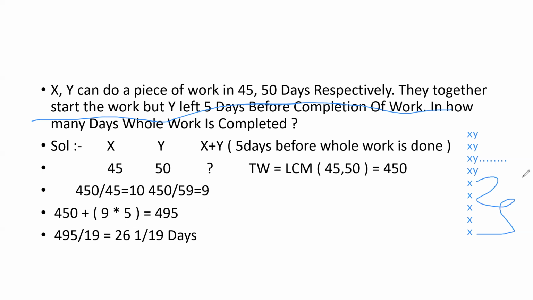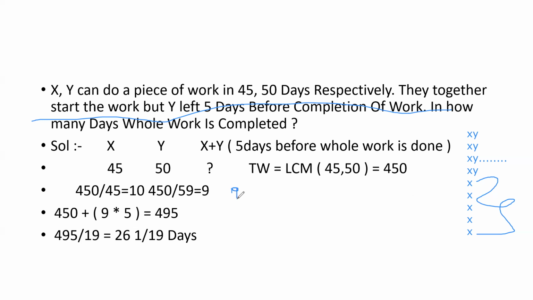So can only X do these 495 units of work? No, both of them can do it. So we calculate one day's work of both of them. One day X can do 10 and Y can do 9. Therefore the total is 19. So 495 by 19 equals 26 1/19 days. Previously only X could work, but here X and Y both can work, so we add both individual works, that is 19.